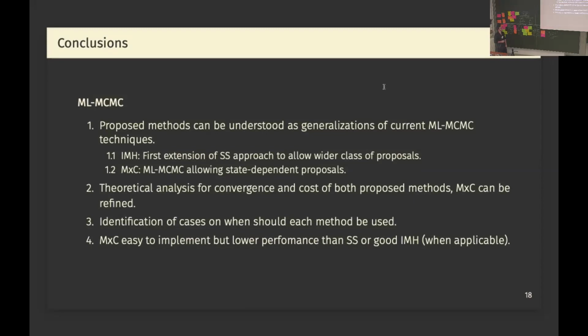We presented a theoretical analysis for the convergence and cost for both proposed methods, although admittedly the one for MXC can be refined. I didn't touch upon it for time reasons, but I would mention that the maximal coupling algorithm, this coupling procedure between the proposals, is easy to implement, but it can lead to a lower performance than subsampling or a good IMH whenever they're both applicable.